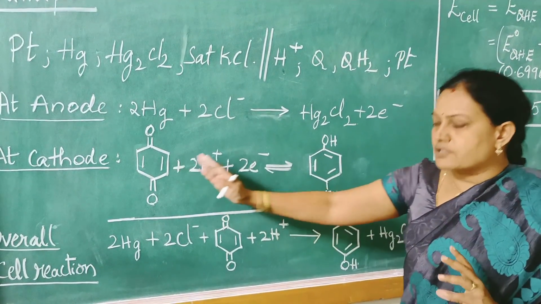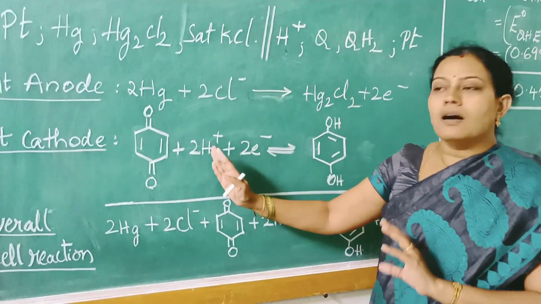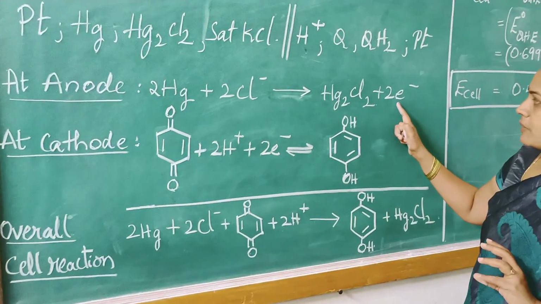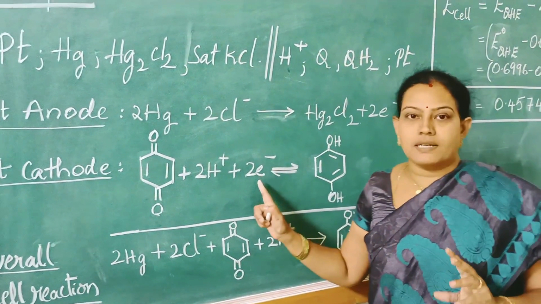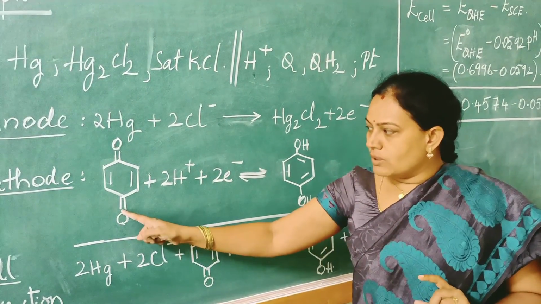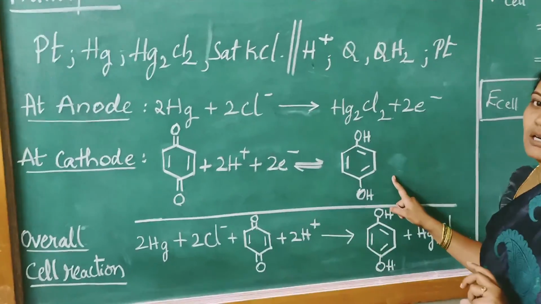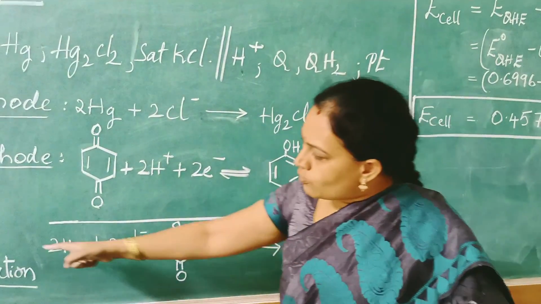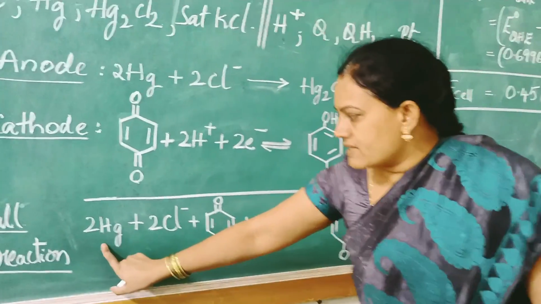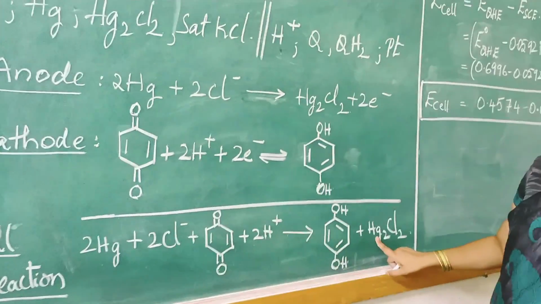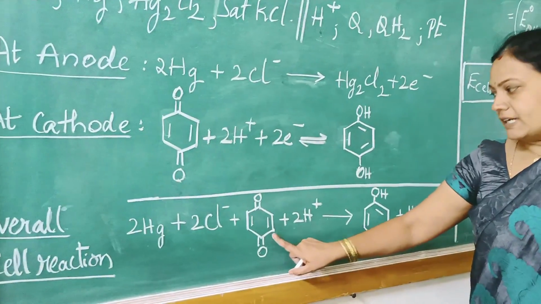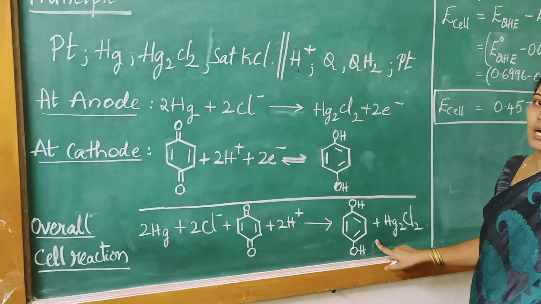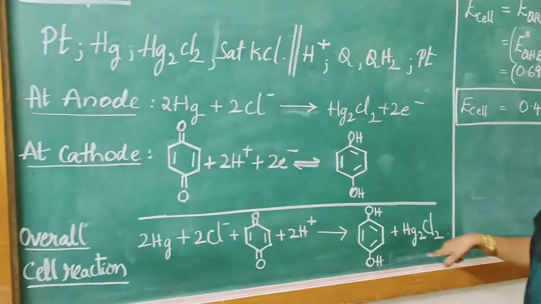So the forward reaction occurs as long as we have the hydrogen ions coming from HCl solution. And these 2 electrons which are coming from the oxidation end are utilized at the reduction reaction. So quinone is getting reduced to quinol in the reduction half cell reaction. Now if you look at the overall cell reaction, mercury is undergoing oxidation to form mercurous chloride, and quinone is getting reduced by utilizing H plus ions coming from HCl to form quinol. So this is the overall cell reaction.